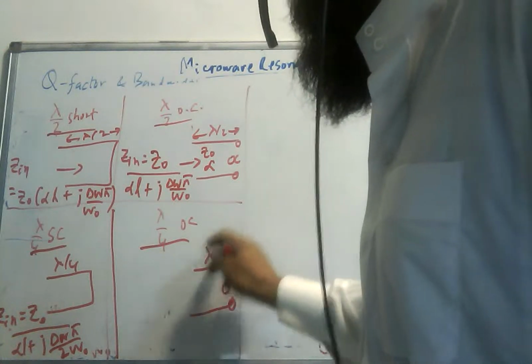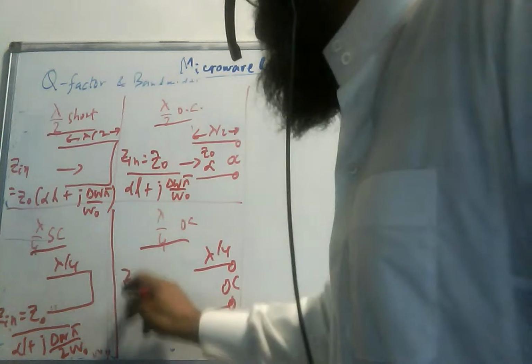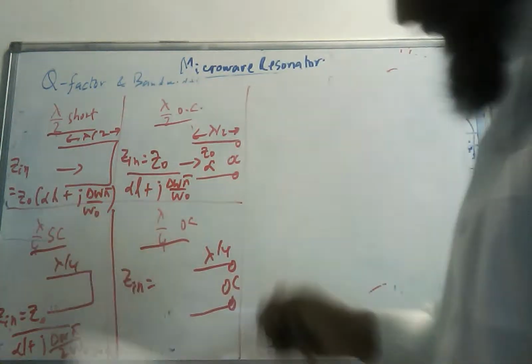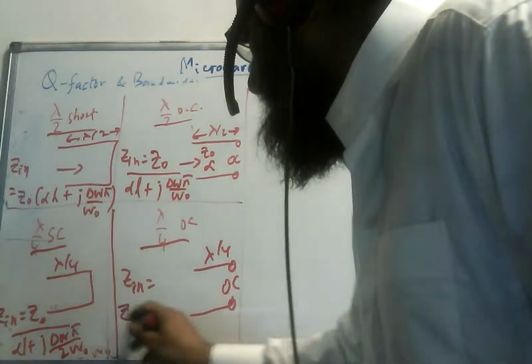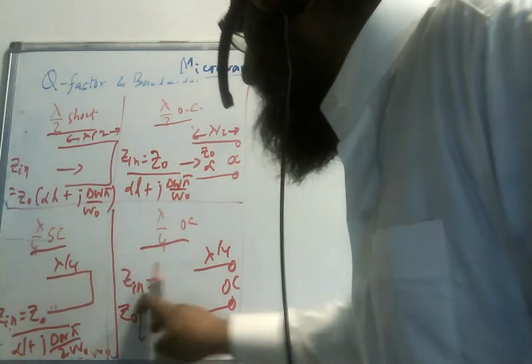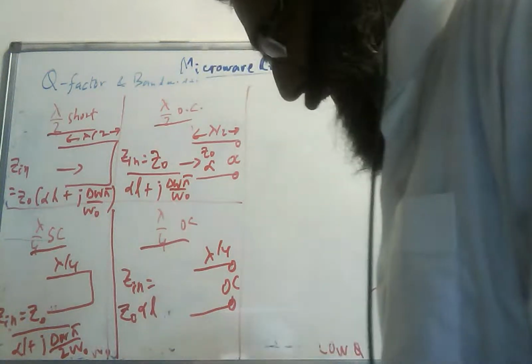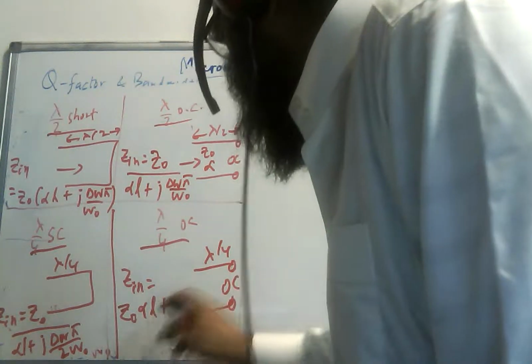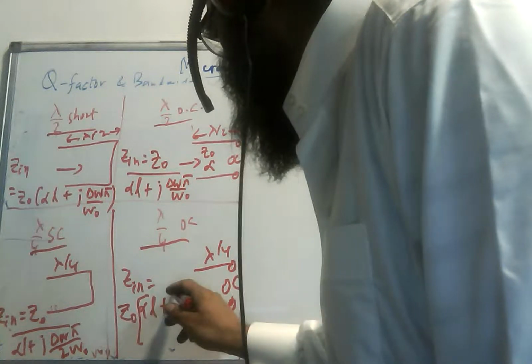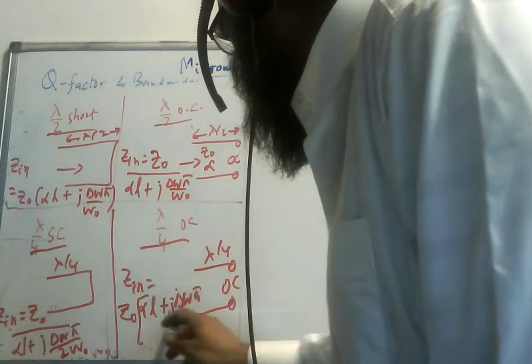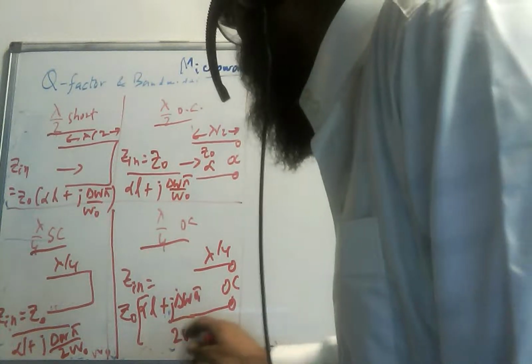And the length is lambda by 4. And the input impedance is again very similar to this, except there is a 2. So there is a Z0. I can just multiply it inside. So it will be alpha L plus j delta omega pi divided by 2 omega naught.